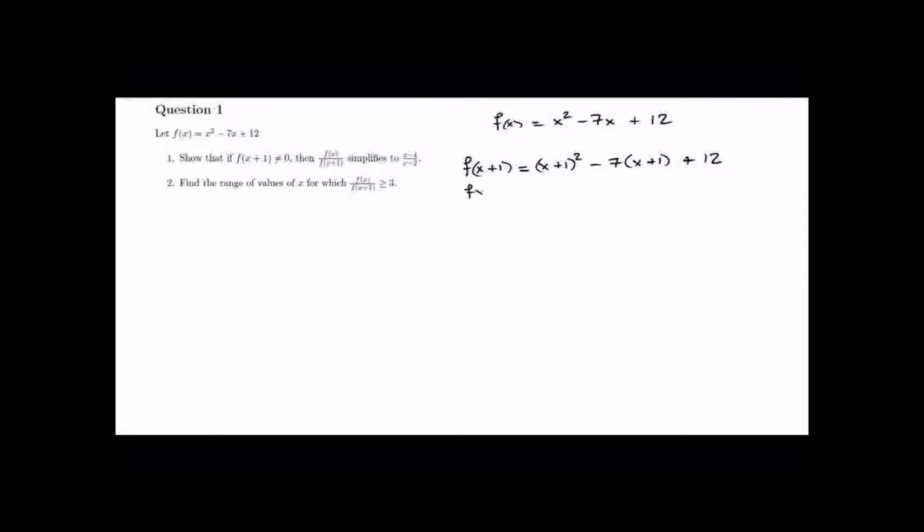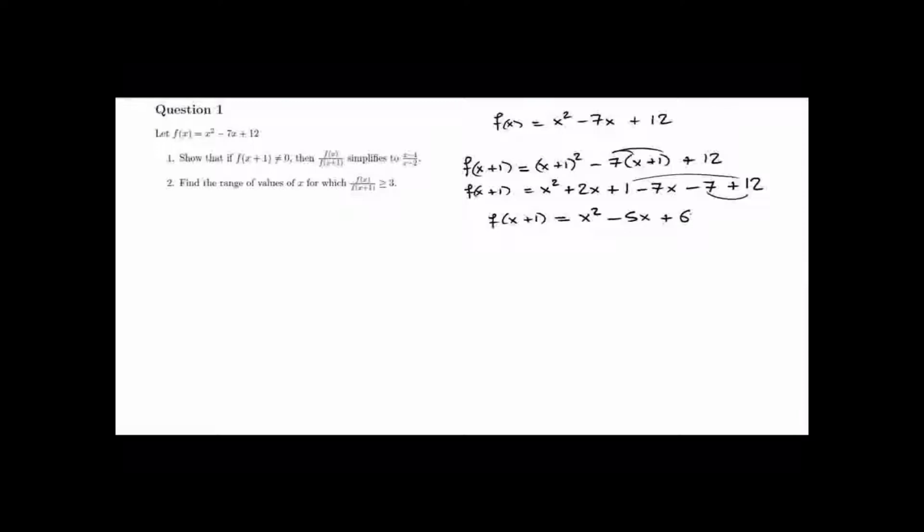So f of x plus 1 is equal to square the first, x squared, multiply the first by the second and double your answer, plus 2x, square the last, you get plus 1, and then multiply this out, you get minus 7x, and minus 7 by 1 is minus 7, and then plus 12. So when I simplify that down, I get f of x plus 1 equals x squared minus 5x, that's 2x minus 7x, and then we have 1 and 12, which is 13, and 13 minus 7, which is plus 6.